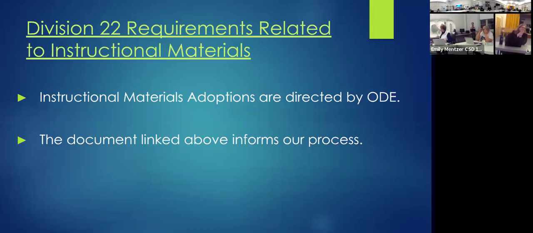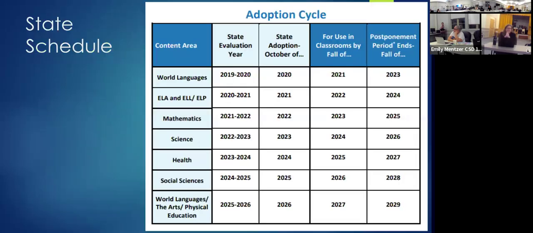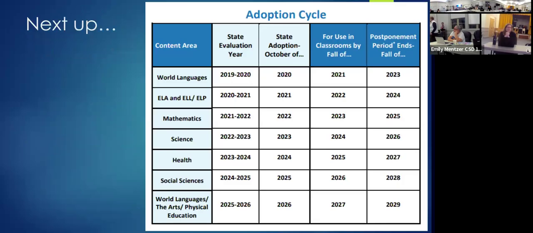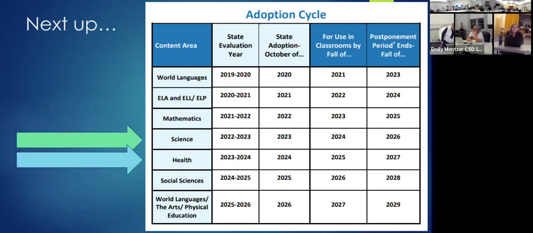So you'll see this is the first slide that I was referring to, the Division 22 requirements related to instructional materials. You're welcome to click on that. You're welcome to ignore it, but that is really the guidance document that we'll be following. Go ahead to the next couple of slides. This is the state schedule that I was referring to. And if you click again, Emily, I've got an arrow that points to math. And then if you click again, you'll see the science, social studies, and health. You might have to click a couple times because I tend to get carried away with the animations.